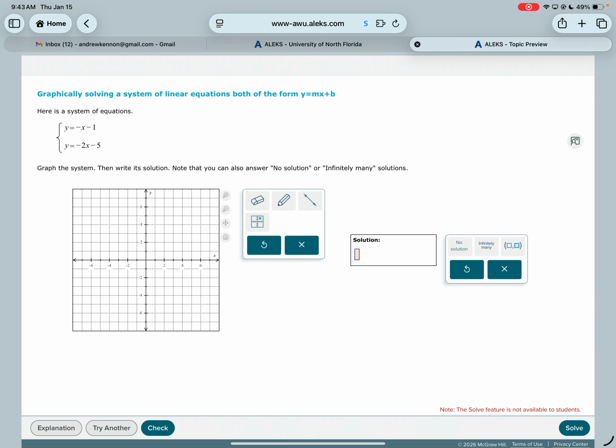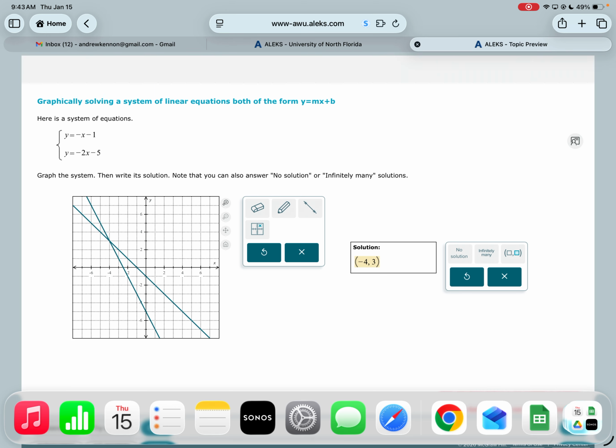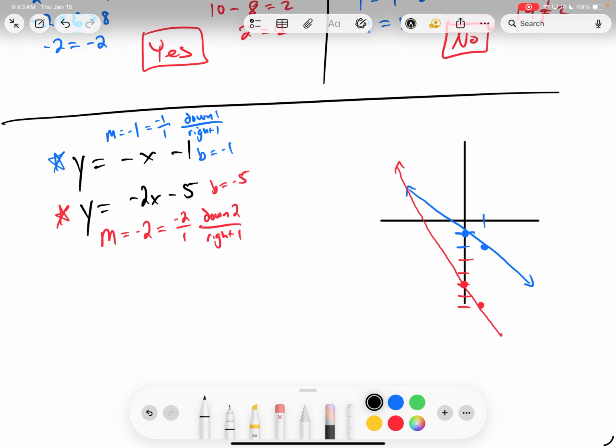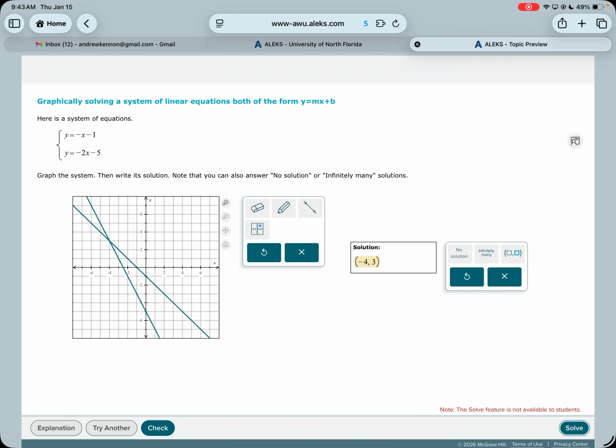Oh, man. Sorry. Let's get the answer here. I can click the answer. So, yeah, when you graph it on a computer, it's very easy to tell. But when I'm doing it by hand, my intersection point is going to be somewhere over here. The answer ends up being, what, -4, 3.